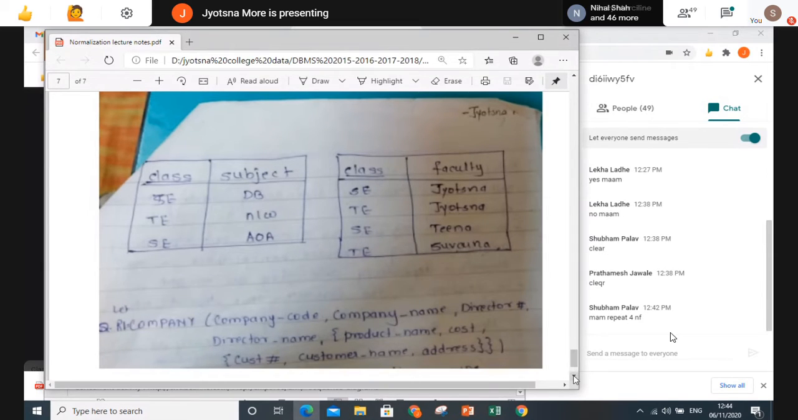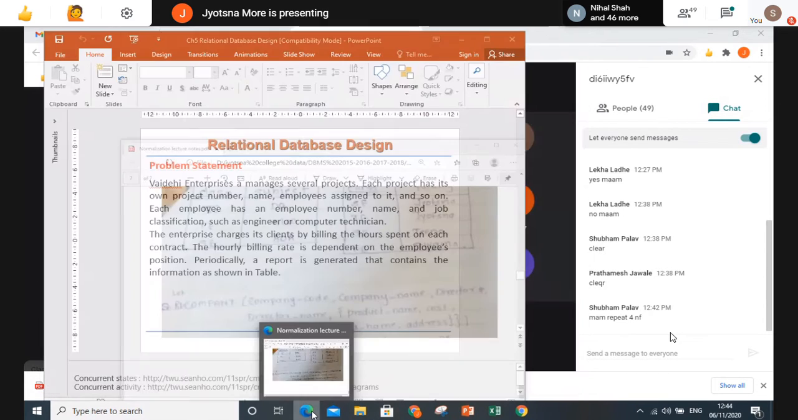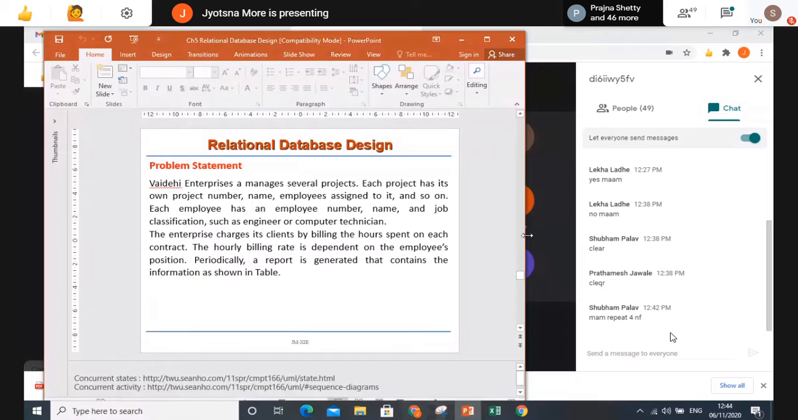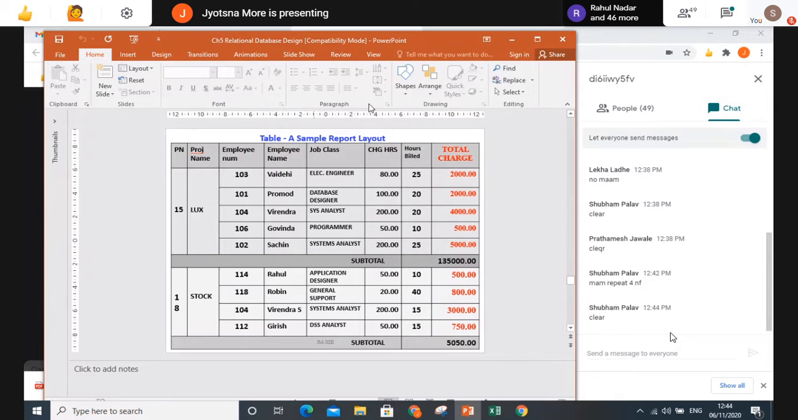I hope it is clear, Shubham. So we are going with some part. Just here you can see we are having one problem statement. One problem statement is given. We'll not go in detail of this problem statement right now. As per the problem statement, we have created the tables which look something like this. Okay.